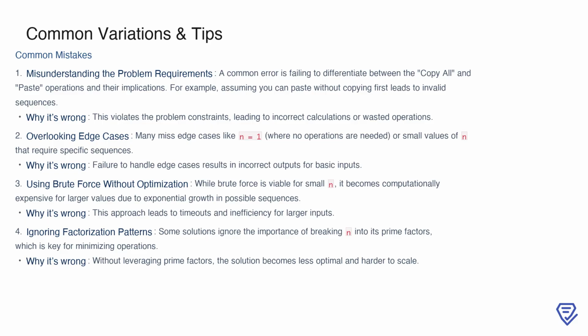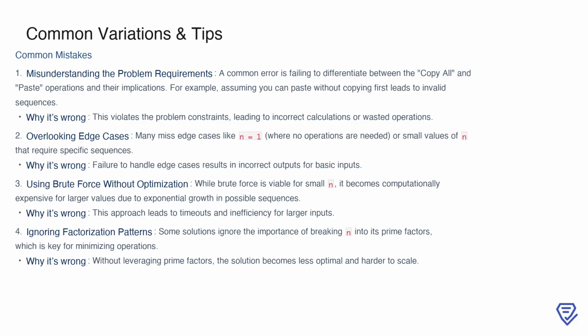Understanding the common mistakes in solving this problem is crucial for building efficient solutions. First, misunderstanding the problem requirements can lead to errors, such as assuming you can paste without performing a copy all operation first. This violates the constraints and results in invalid or wasted operations. Next, overlooking edge cases is another frequent issue. Consider scenarios like n = 1, where no operations are needed, or smaller values of n that require very specific sequences to solve. Missing these can lead to incorrect outputs even for the simplest inputs.